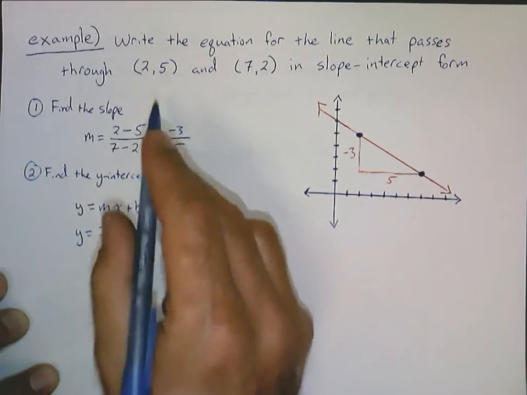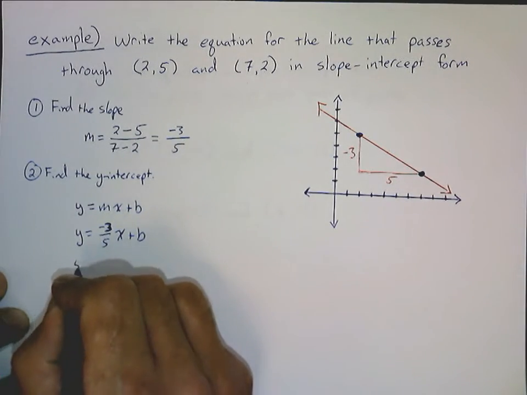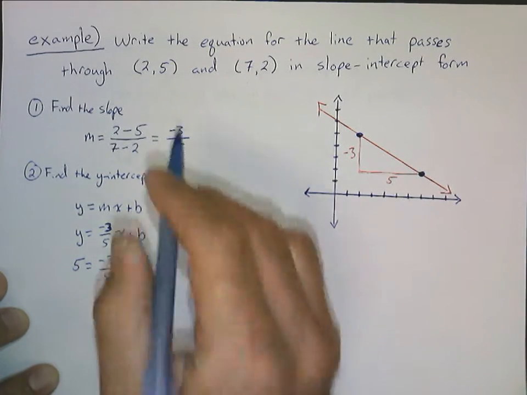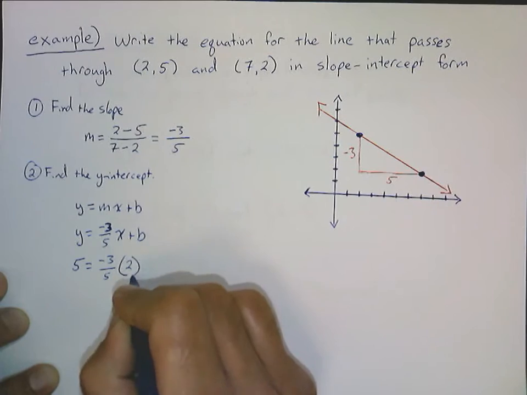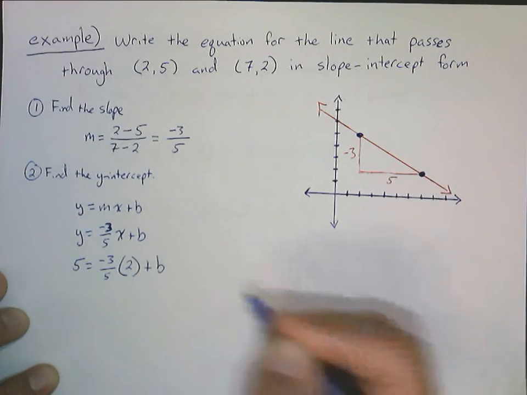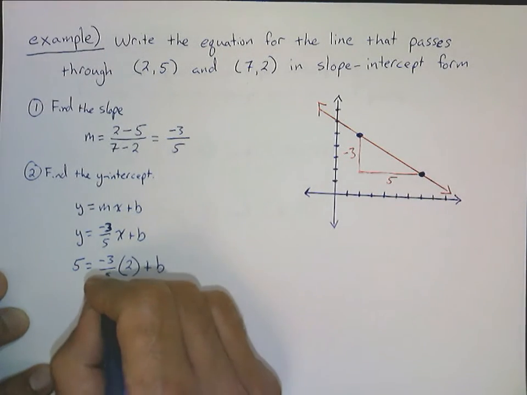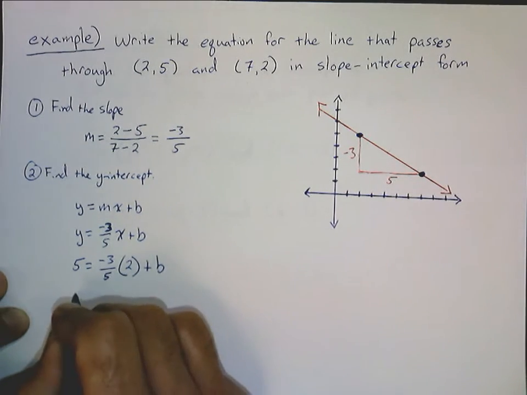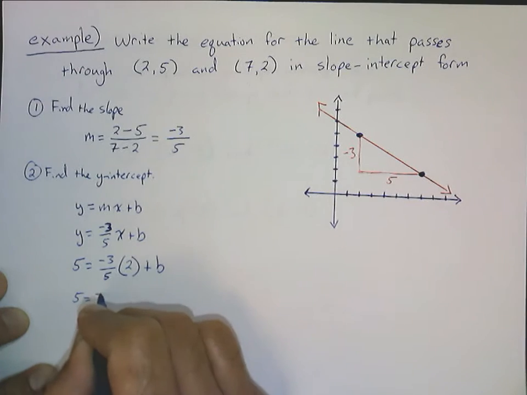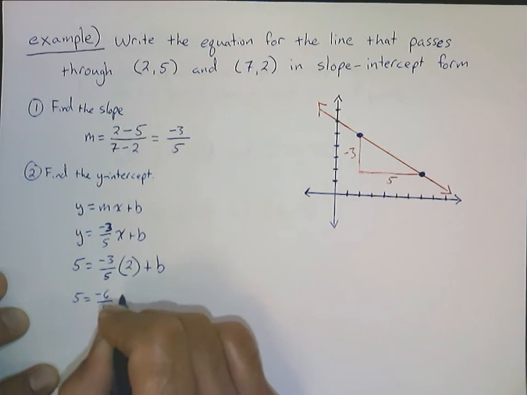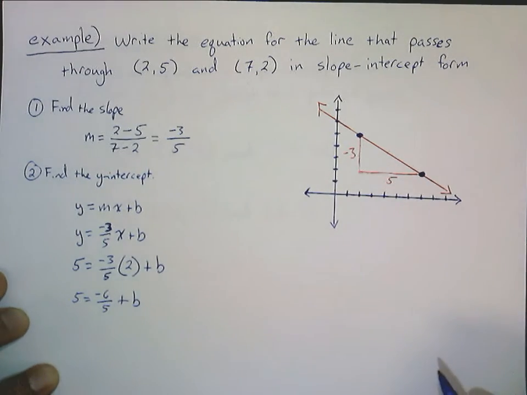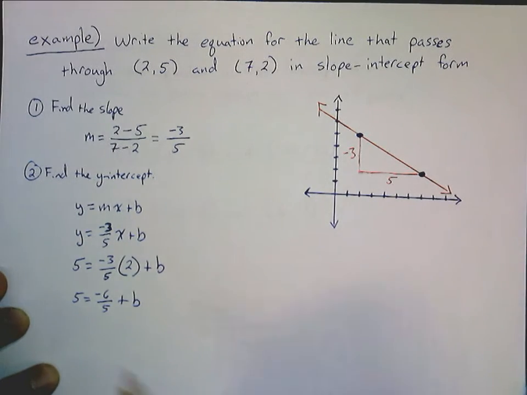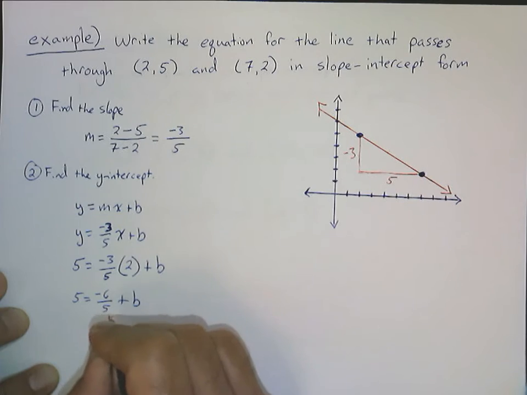So we rewrite this. We plug in the y-coordinate: 5 equals -3/5 times the x-coordinate 2, plus b. Of course, -3/5 times 2 is -6/5. Now all we have to do is solve for b. Easy enough to do. We just add 6/5 to both sides.